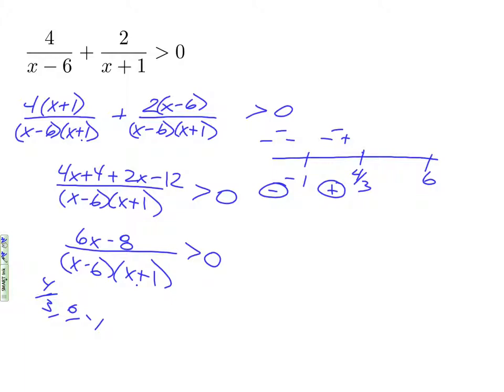Okay, between 4/3 and 6, 2. 2 in the top, positive. 2 on the bottom left, negative. 2 on the bottom right, positive. So the combination of those three is negative. Okay, then something to the right of 6, 7. 7 in the top, positive, bottom left, and bottom right. So that means that section is positive. Okay?